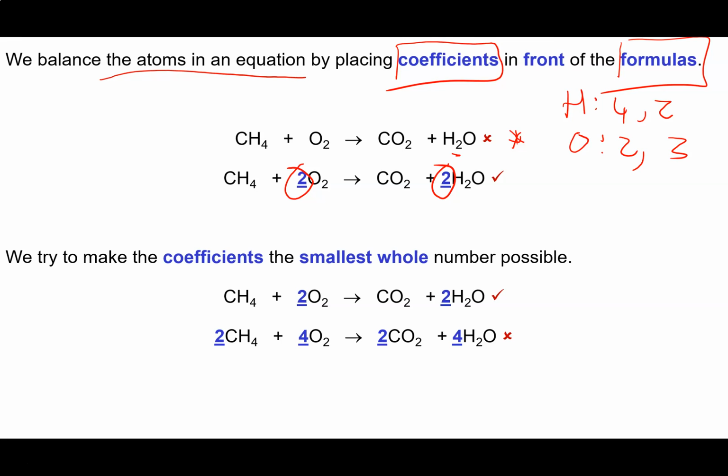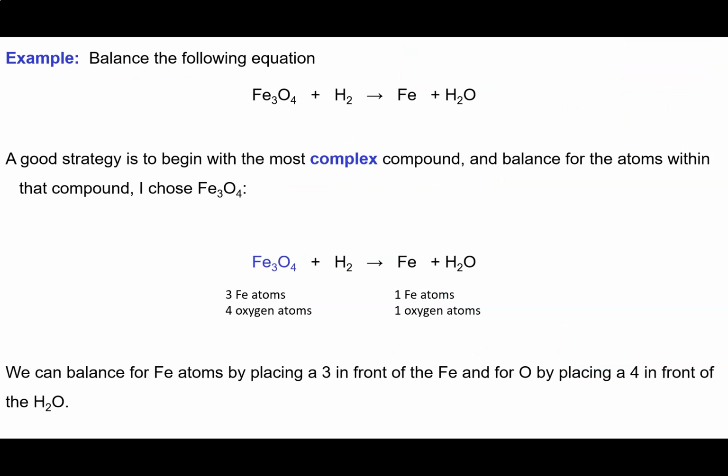So the only way that we balance a chemical equation is by adding one or more of these coefficients in front of the formulas. We always try to make the coefficients the smallest whole number possible. So sometimes when you balance, your first attempt at balancing will lead to a set of coefficients that have a common multiple. In this case, it's 2. You should go ahead and divide by that common multiple so you end up with the smallest whole number set of coefficients. So let's have a look at balancing this equation here.